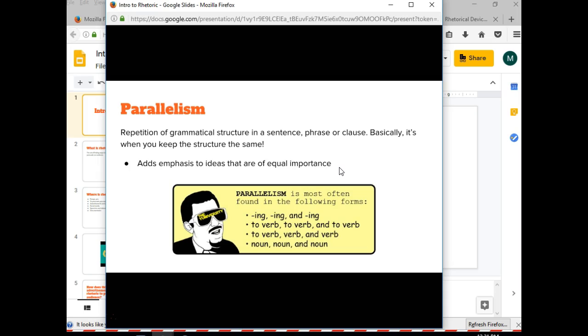Repetition, which is just the repeating of words, right? So if a word is repeated or a phrase is repeated, that's repetition. Obviously, it means something important. I constantly repeat things to you guys, right? When I want you to think something's important.